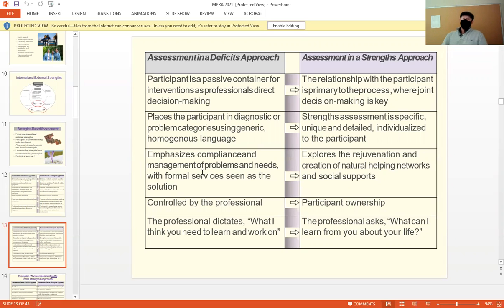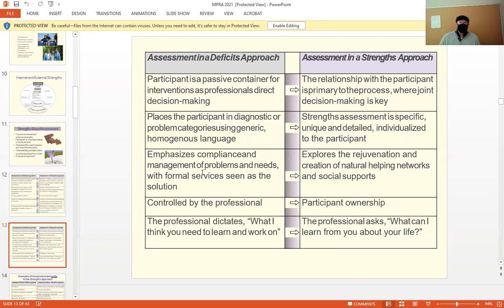In the strengths approach, we explore the rejuvenation and creation of natural helping networks and social supports. We teach them how to use the things that are already there that maybe they're not using. They have social support. They have people around them. They have positive things that they can use that are in their environment or that are within themselves. We help them to find those things. We don't tell them, this is what you're going to do because I said so.